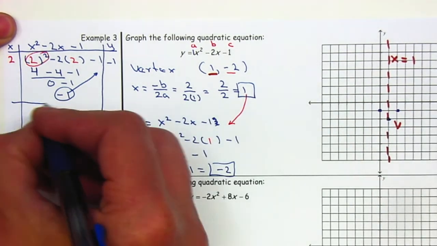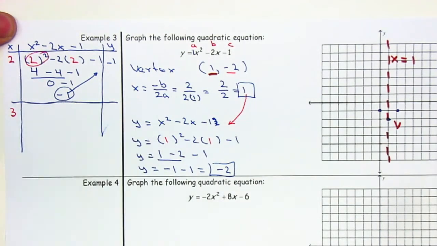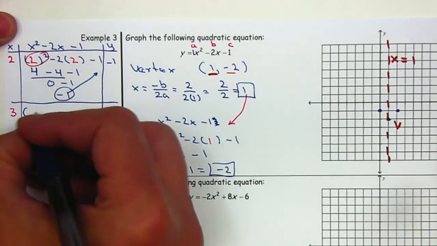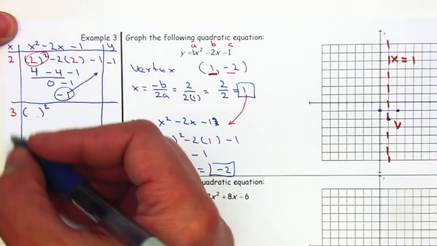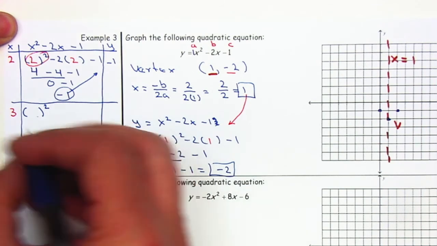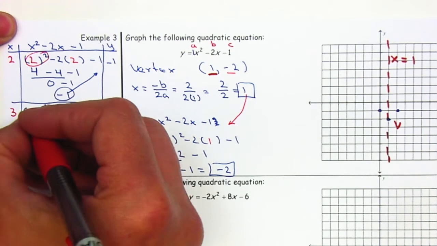Now let's go and plug in a 3. Now if you want to plug in a 5, it's fine, but then that will give you large numbers. So I usually just go 2, 3, and if I need to plug in another number, it will be a 4. Minus 2, minus 1. So I'm going to plug in a 3.